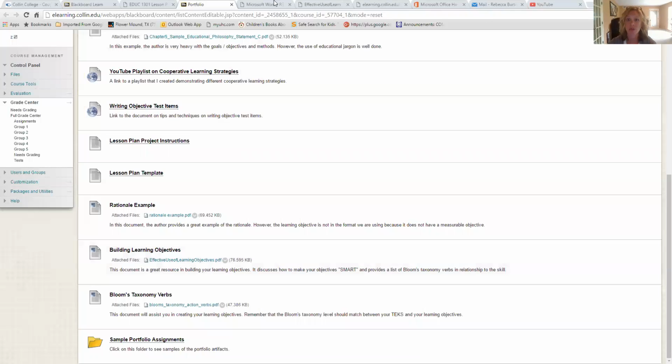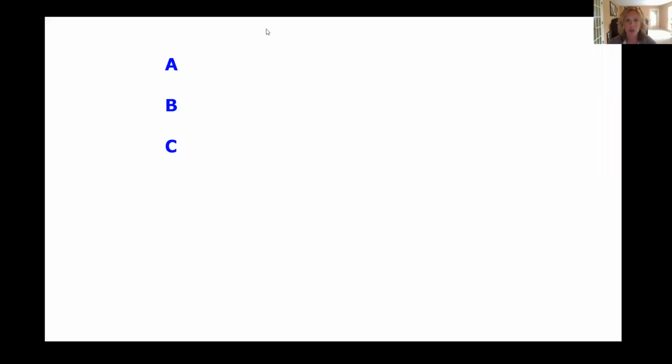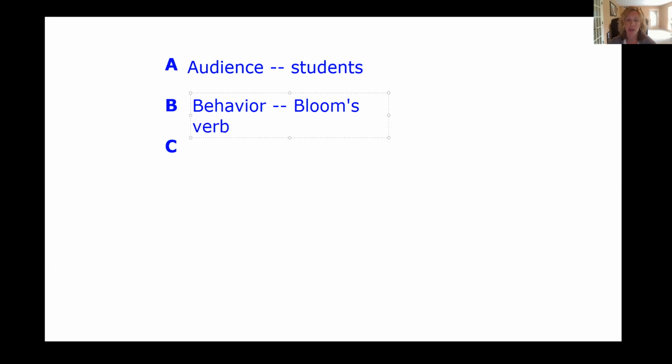Those learning objectives need to be in a certain format and contain certain things. So I'm going to flip over here to my whiteboard. Your learning objectives need to contain your ABCs. Your A is your audience. Who is your audience? For you, your audience are your students. Your B, what's your B? B is the behavior. And what is that behavior? That's going to be your Bloom's verb. I'll show you what that looks like in just a minute. And C, what's C? C is the condition or the criteria. And the condition is like the activity that the students will be doing.